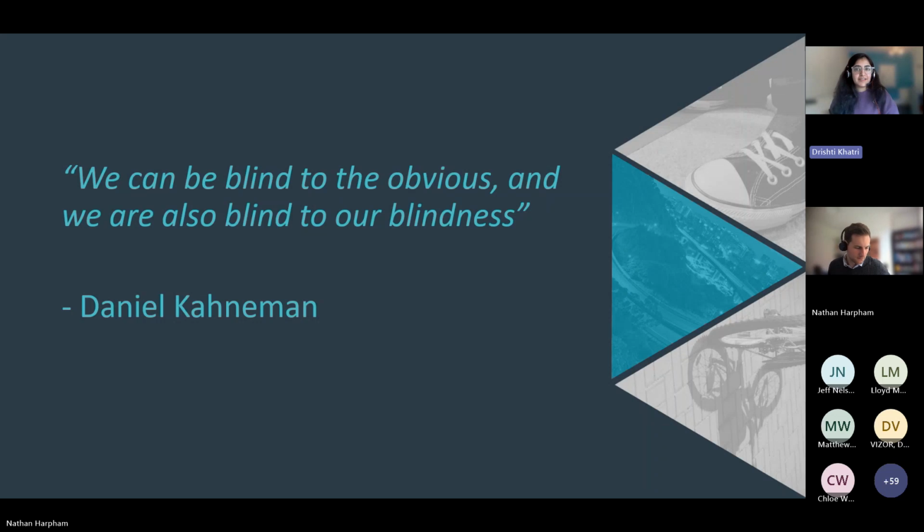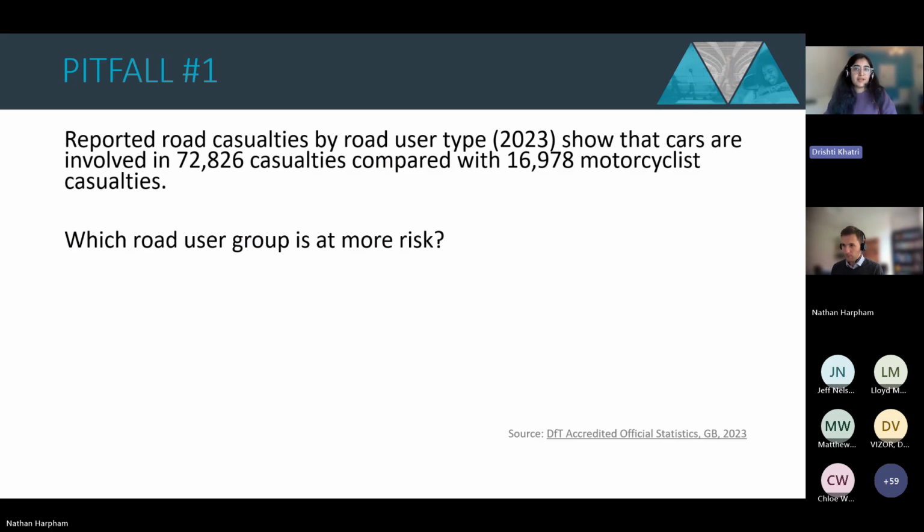Yep, I think it's great to start off with this quote by Daniel Kahneman, who was one of the influential pioneers in the behavioral science space. So he starts off by saying that we can be blind to the obvious, and we can also be blind to our blindness. So the first bit, we're blind to the obvious, is that there can be some clear patterns, some trends in the data that we might not see. But we're also blind to that blindness, that we don't recognize that that's a limitation for us, which can make it really worse and skew our analysis and maybe give out partial insights. So moving on to the first pitfall.